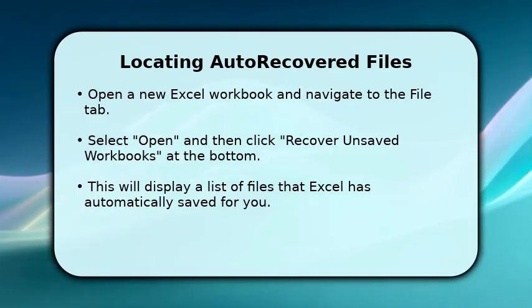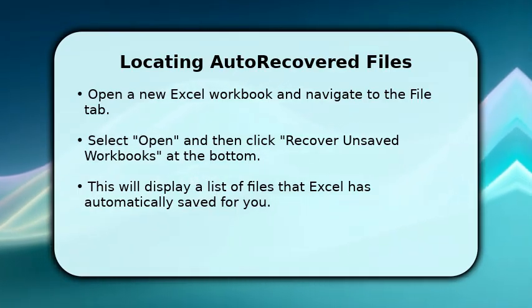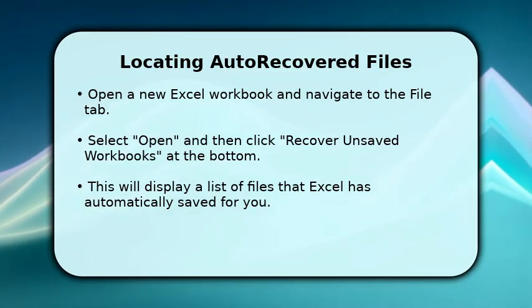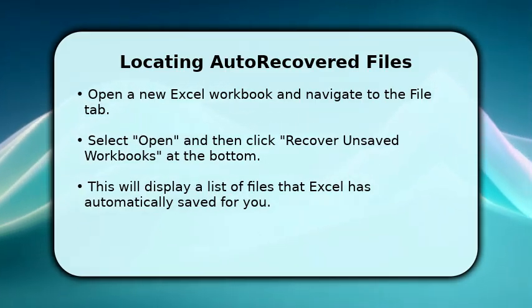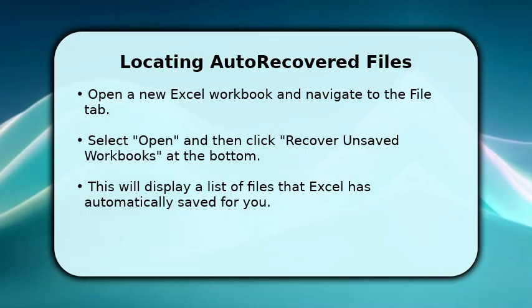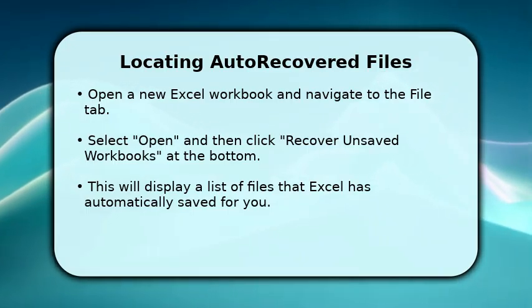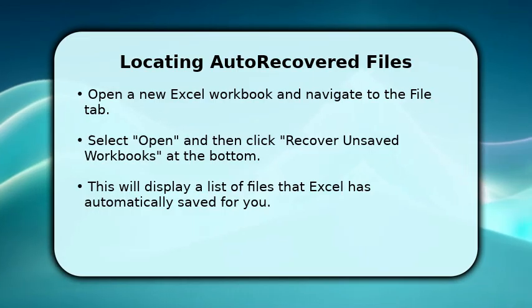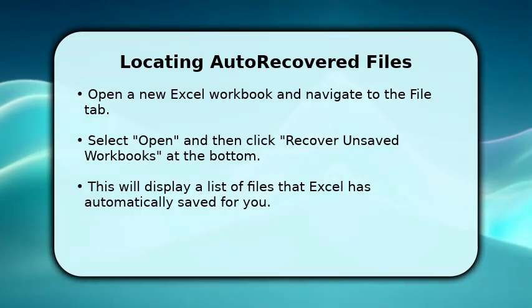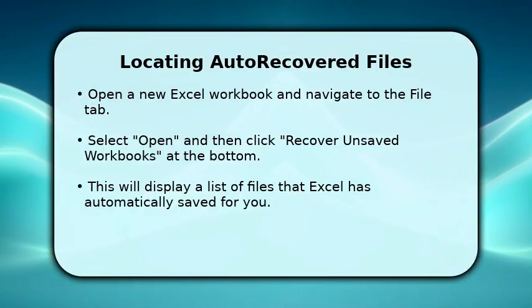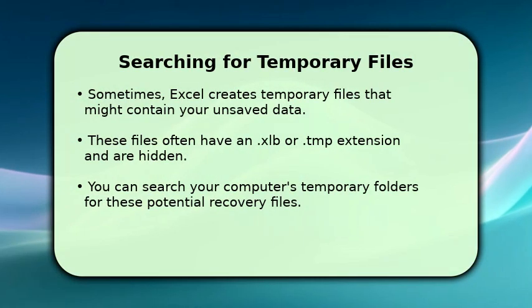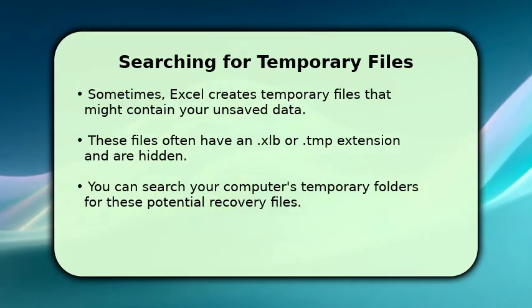Now, let's find those auto-recovered files. Start by opening a new Excel workbook. Then, navigate to the File tab, usually found in the top left corner. From there, select Open and look for the Recover Unsaved Workbooks option, typically located at the very bottom of the Recent Files list. Clicking this will reveal a list of files that Excel has diligently saved for you, ready to be restored.